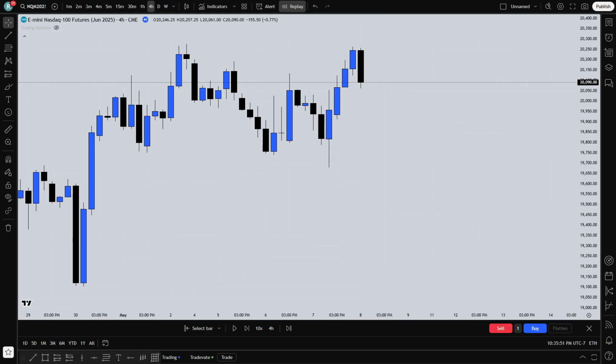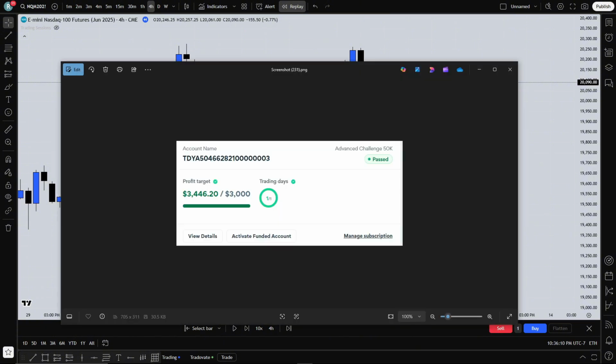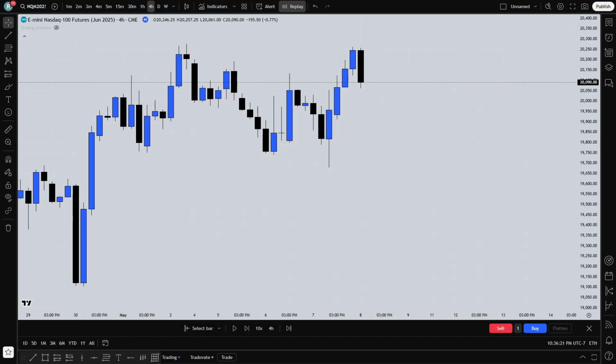That's astonishing. So if we look here, I actually did take a screenshot, got a nice pass. We reached the profit target. And again, I used Traderify, so I literally completed this in one trading day. I just had two nice setups. Boom. Instant pass. Amazing stuff right there. That was just today. So I passed that.